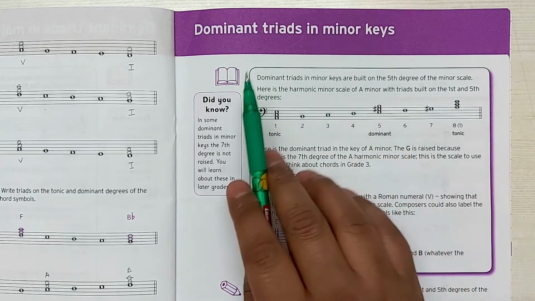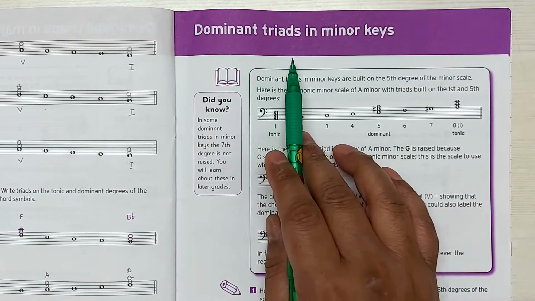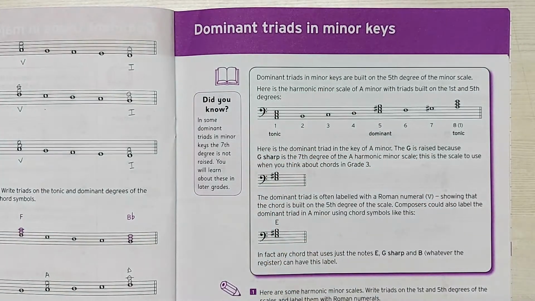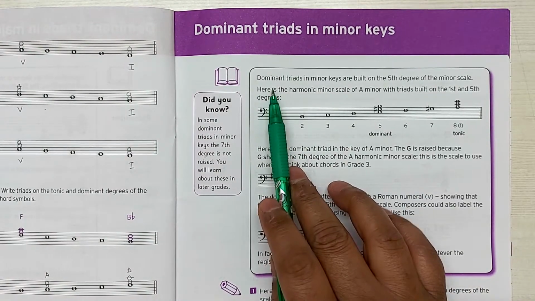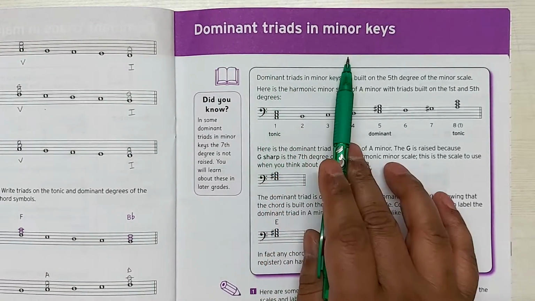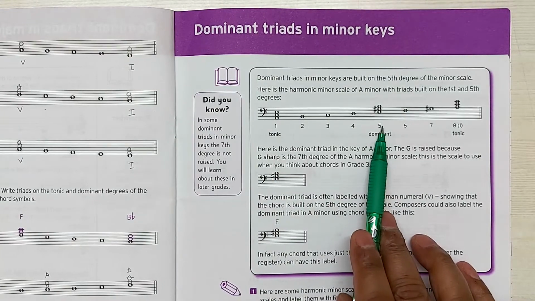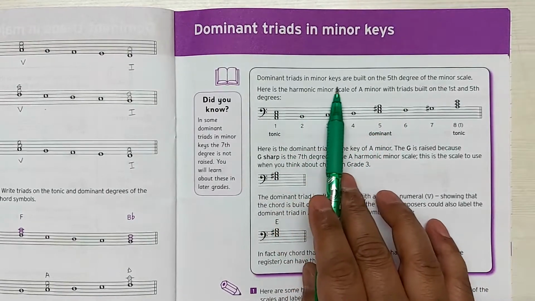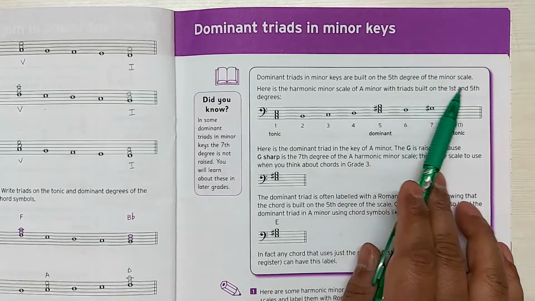So as you remember, last time we did the dominant triad in major keys. This time we're going to do it in the minor keys. You can see it's the same thing: the dominant in the minor is also the fifth degree, we make the triad on the fifth degree. So the dominant triad in minor keys is built on the fifth degree of the minor scale.